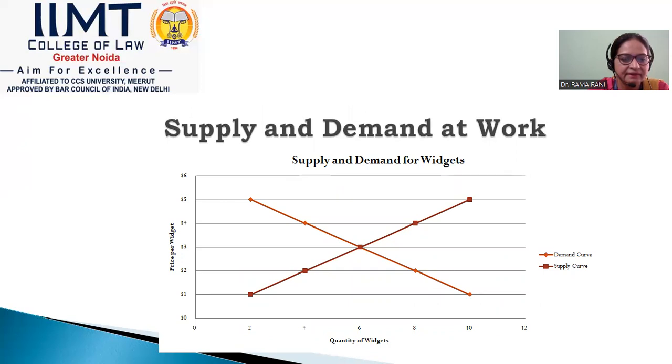When demand and supply are equal, it is called the equilibrium position.